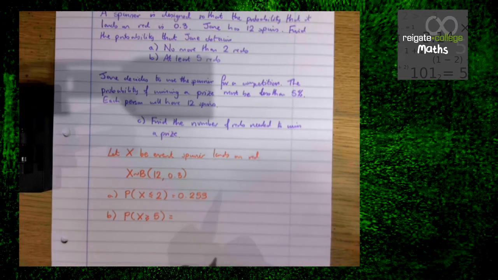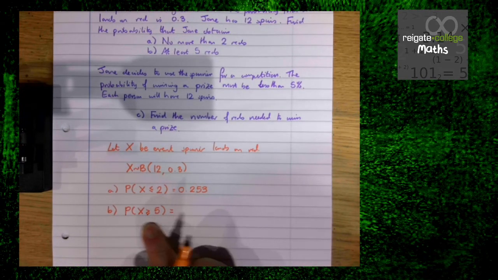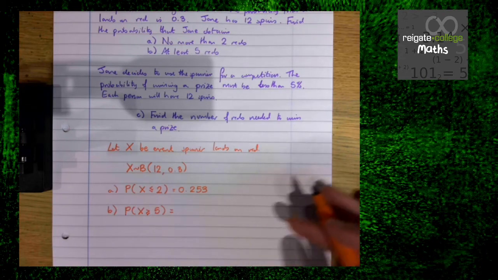For part B, we want the probability that we get at least 5 reds. Again, we want to use our calculator because it's an inequality, but it's greater than or equal to, so we can't do that.